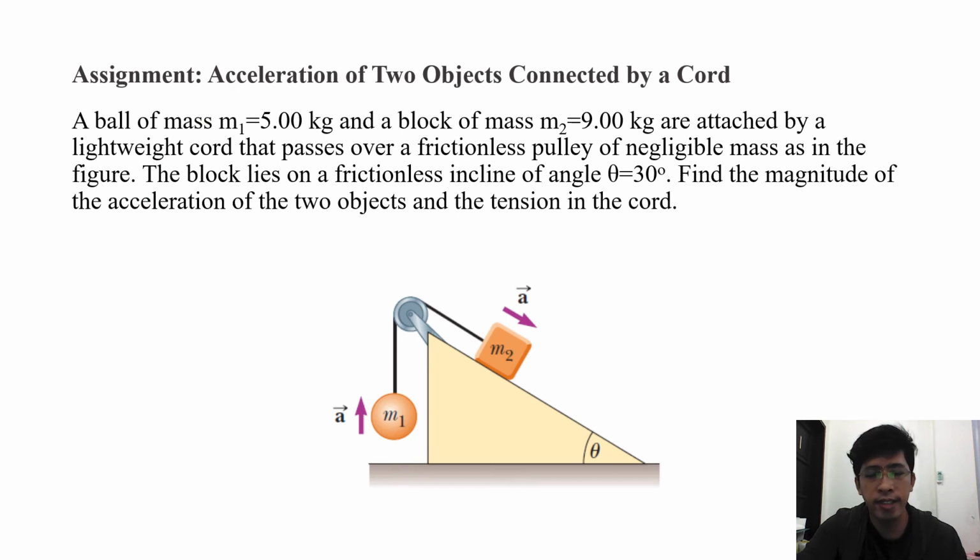Okay, so I have here an assignment for all of you, and this is for you to solve. This is about the acceleration of two objects connected by a cord. A ball of mass m1, 50 kilograms, and a block of mass m2, 9 kilograms, are attached by a lightweight cord that passes over a frictionless pulley of negligible mass as in the figure. The block lies on a frictionless incline of angle theta, 30 degrees. Find the magnitude of the acceleration of the objects and the tension in the cord.